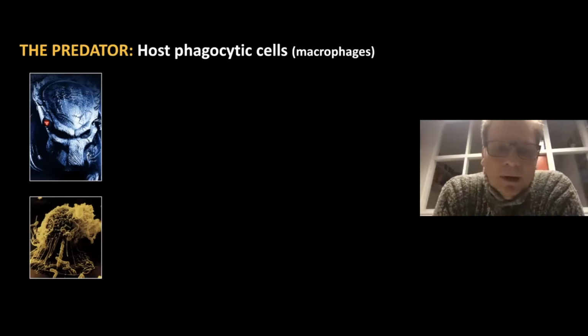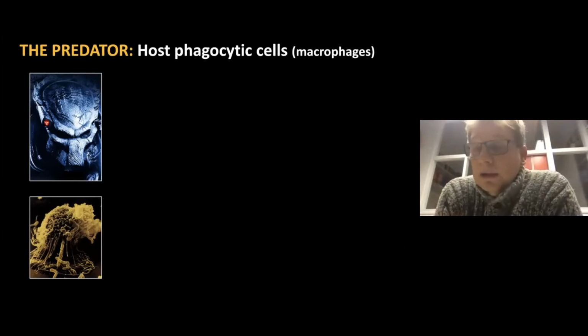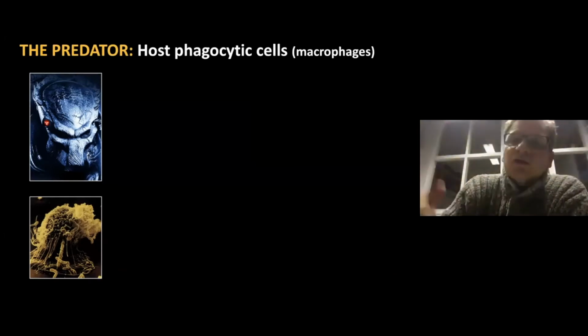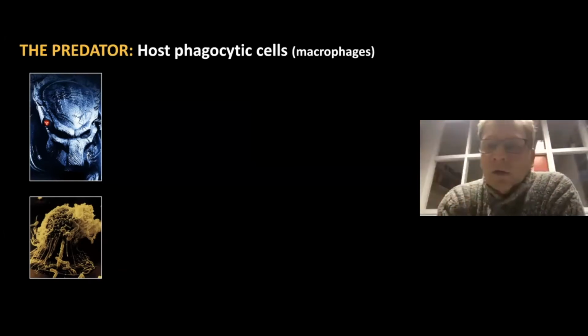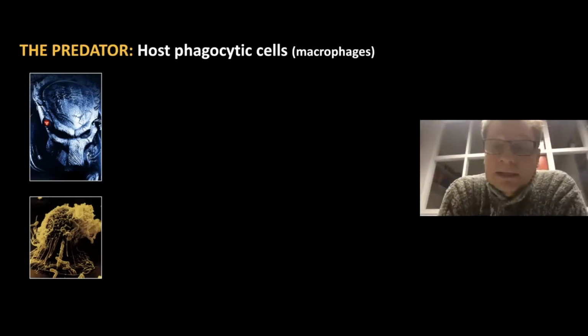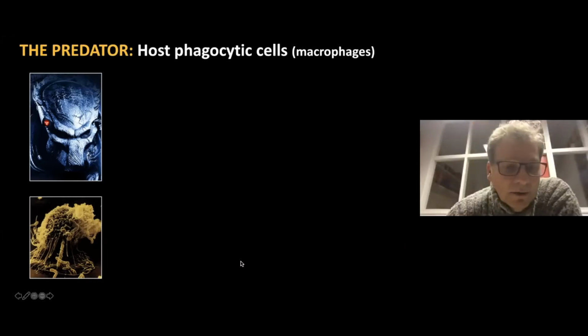So the second player of the alien versus predator plot is, of course, the predator, which in my story is represented by the macrophage, which is a white blood cell that is known to be very active in eating any kind of foreign material that is in our tissues or in our blood. Now, I told you that Leishmania, of course, is introduced into our blood system through the bite of these insects which are infected. And so the first cells they encounter are these macrophages.